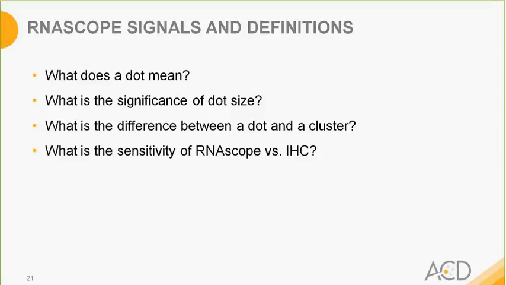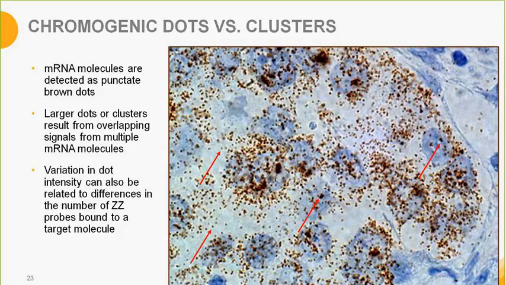As we go through the next few slides, I'd like to provide some additional perspective on some of these terms that I'm using to describe RNAscope staining and to address the following questions, including what does a dot mean? What is the significance of dot size? What is the difference between a dot and a cluster? And finally, what is the sensitivity of RNAscope versus immunohistochemistry?